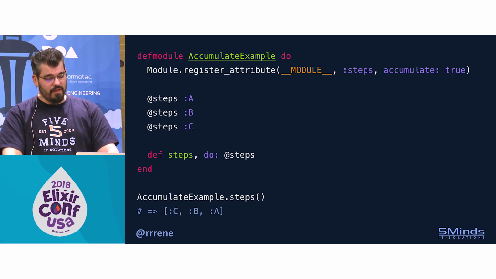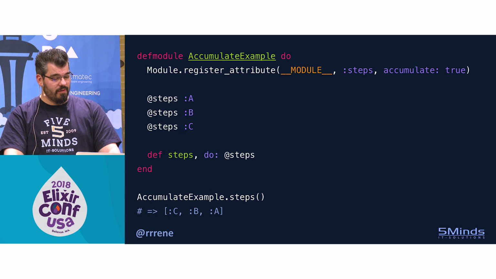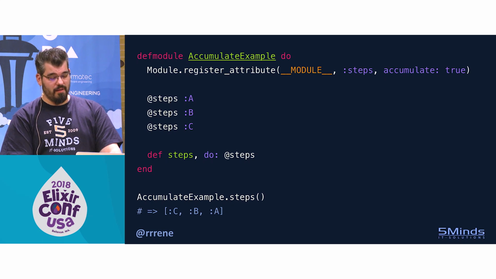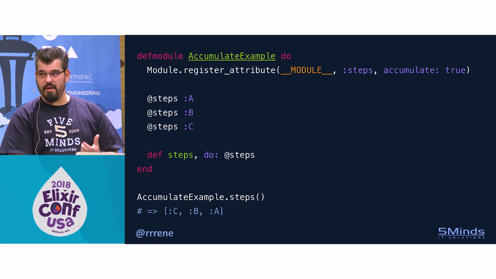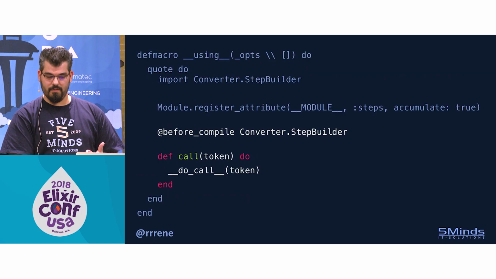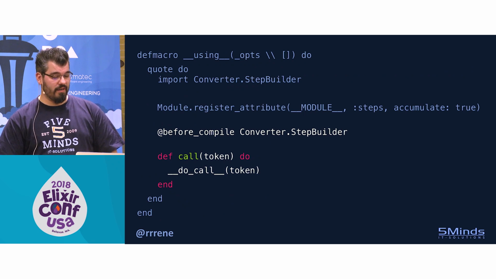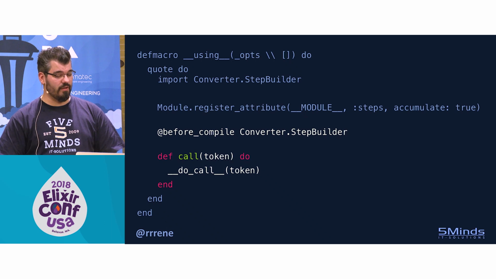We register the module attribute to be accumulated and then subsequently assign 3 values to it, A, B, and C. And at the bottom you can see that we get the list of attributes in reverse order since new values are prepended rather than appended to the list. So we have our list of steps. All we have to do now is generate the call function.